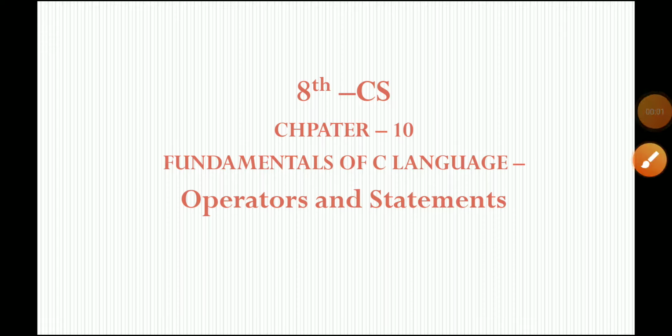Good afternoon students. Today we are going to discuss 8th standard computer science chapter 10, fundamentals of C language, operators and statements. Today we have to discuss the C programming language. In that programming language itself, we have to know what operators are and what statements are.